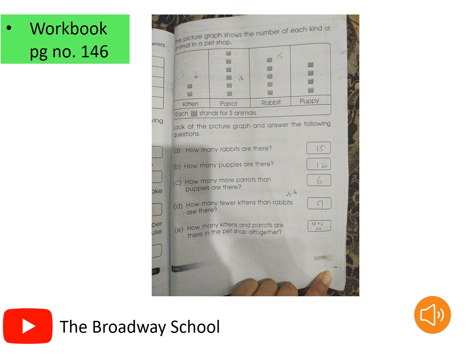Okay, if we have 5 boxes over here, what we will do is multiply it with 3. 5 multiplied by 3 is equal to 15. So part A answer is going to be 15.